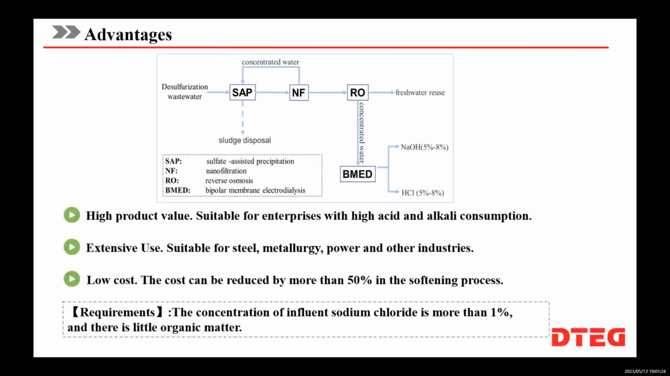Finally, let me summarize the advantages of this process. First, high product value. It's suitable for enterprises with high acid and alkali consumption. Second, extensive use. It can be widely used in steel, metallurgy, power, and other industries. Third, low cost. The cost can be reduced by more than 50% in the softening process.